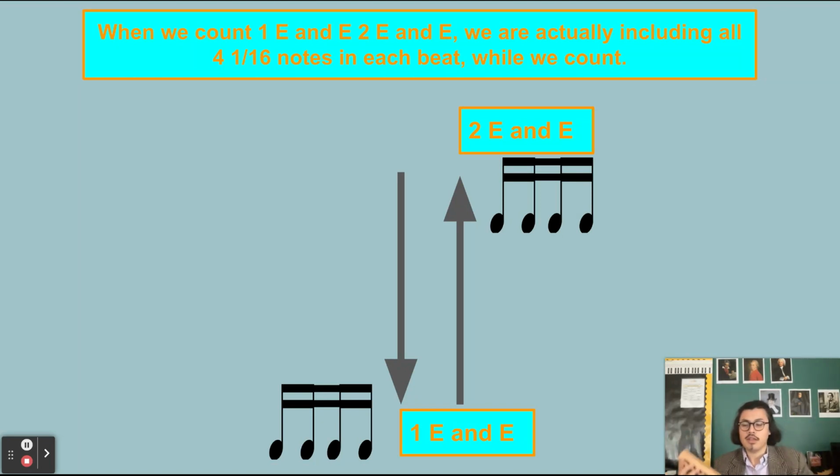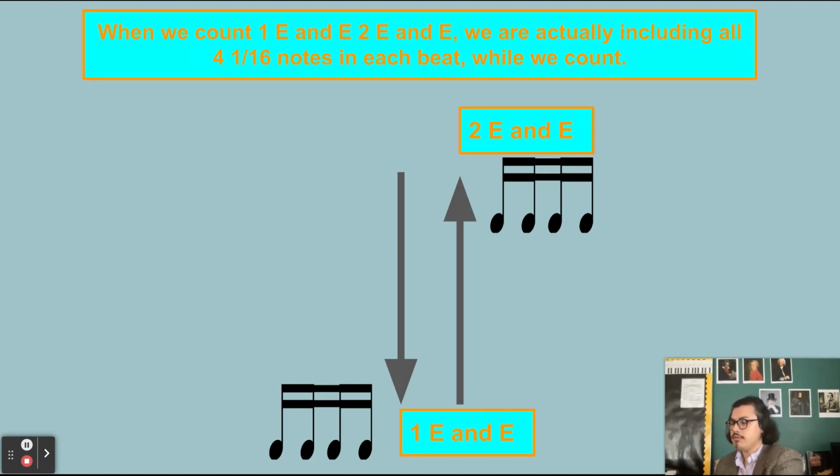Let's do it with the beat. 1 and, 2 and, 1 and, 2 and, 1 and, 2 and. Now let's do it with the piano first. 1 and, 2 and, 1 and, 2 and, 1 and, 2 and.